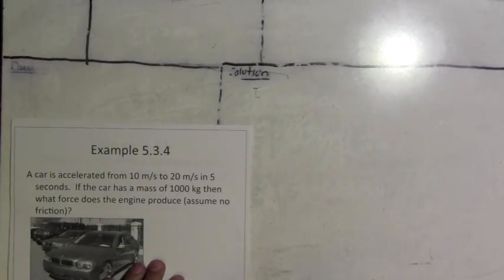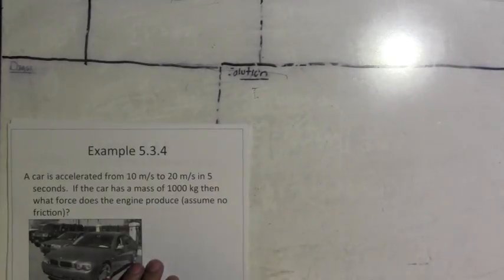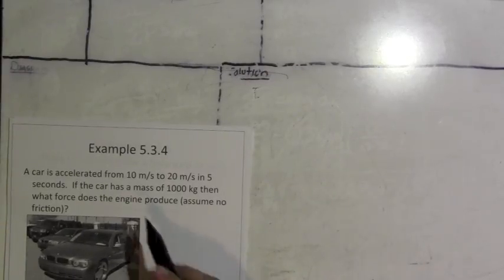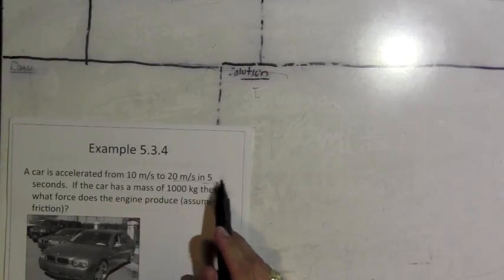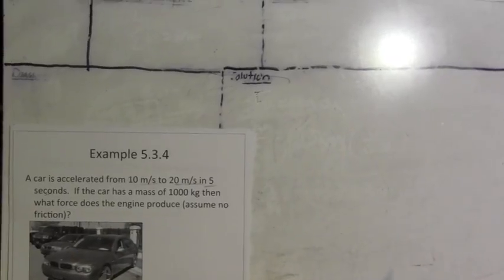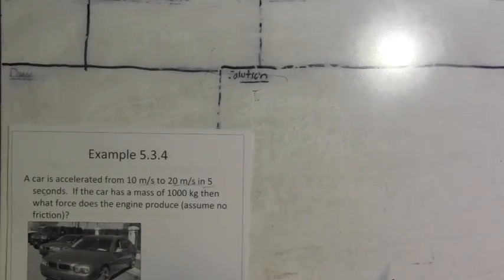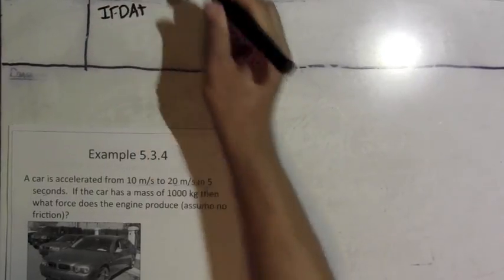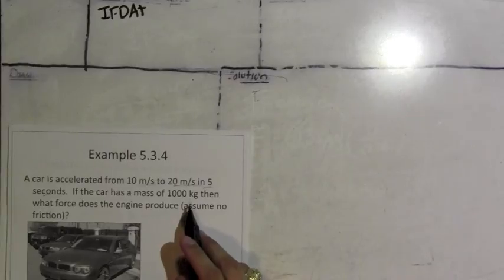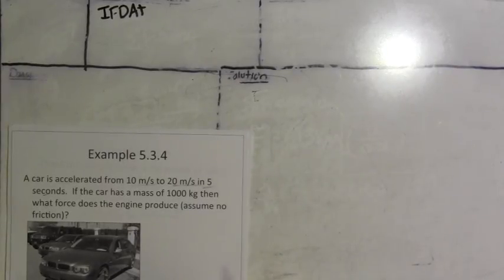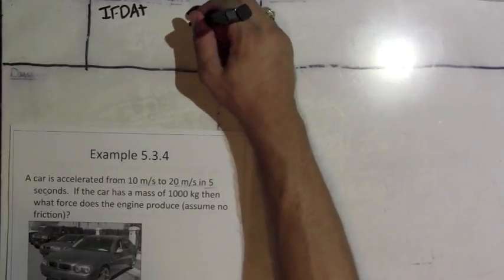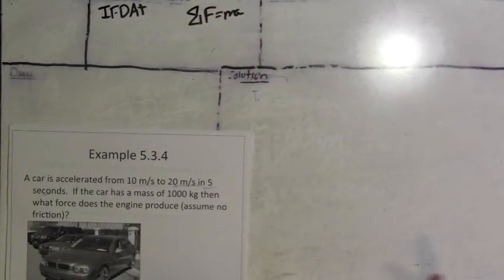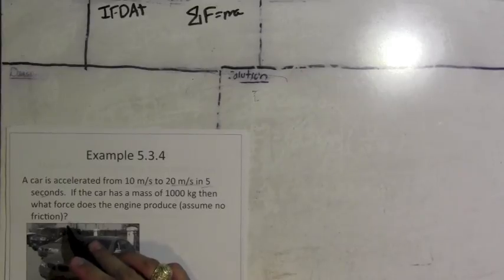This is example 5.3.4, and what it's doing is relating Newton's second law to stuff that we learned earlier this year. If you look, it says a car is accelerated from 10 to 20 in 5 seconds. You should realize, hey, that's acceleration right there. I'm going to have to use the IF-DAT equations. And it also says that the car has a mass of 1,000, and asks what force is produced. So I'm also going to have to use Newton's second law, which is F equals ma. All in all, what I'm trying to do is determine the force produced by the engine.